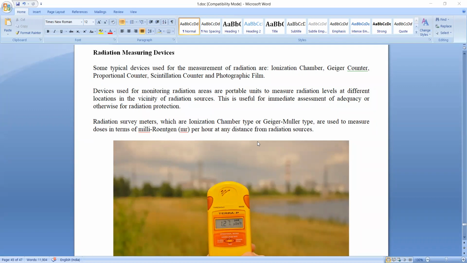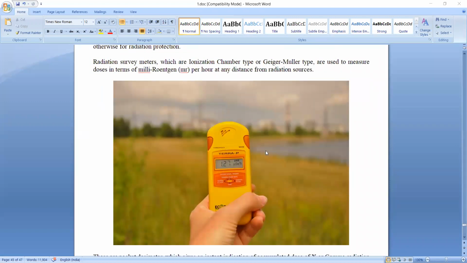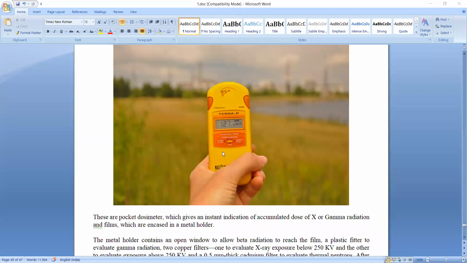Here we have taken one device, that is a dosimeter. The meter which is used for monitoring the radiation is called a dosimeter. This is a portable unit. See this figure, we can see the dosimeter. It is a very portable one. We can handle it with a single hand.